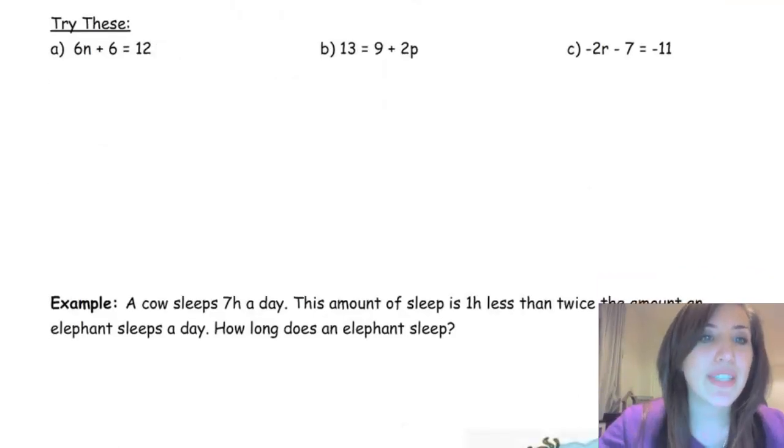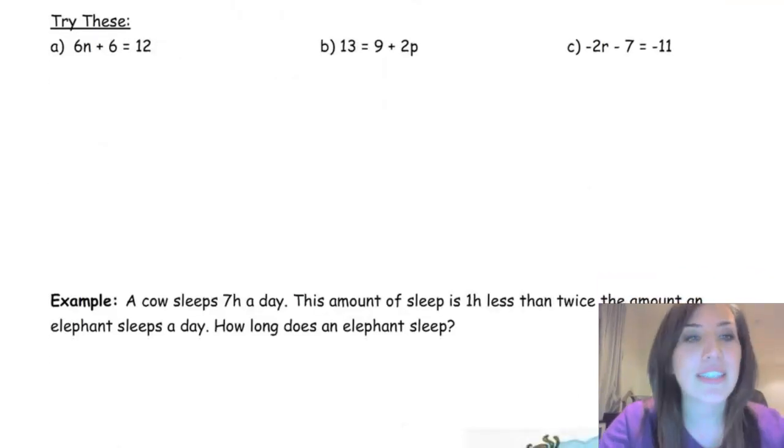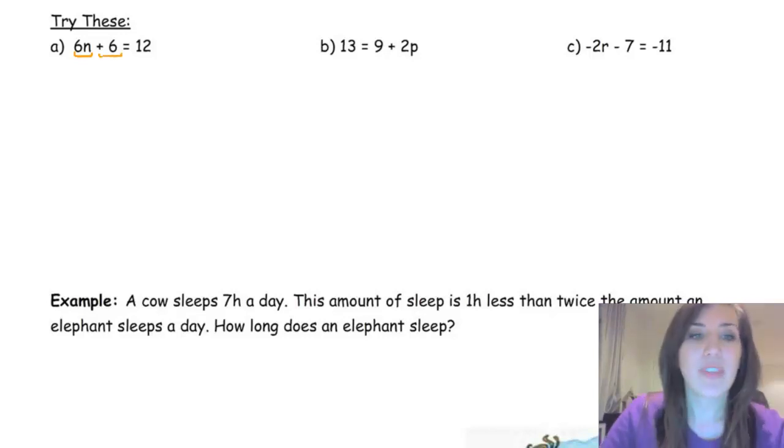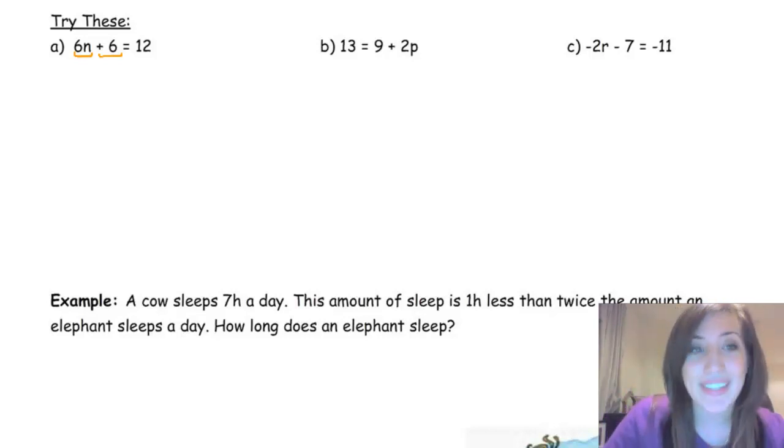So we see here that the first one, letter A, is 6n plus 6 equals 12. So here we have multiplication and here we have addition. Now in the case of BEDMAS, we would want to do 6n first. However, we don't know what n is, so we actually want to get n all by himself. So the first thing I notice is that I have plus 6 hanging on to that left side, so I want to get rid of it.